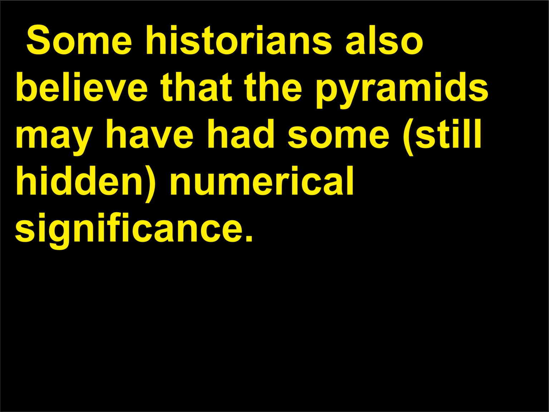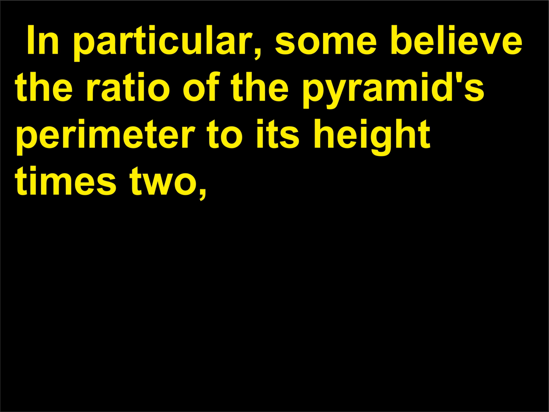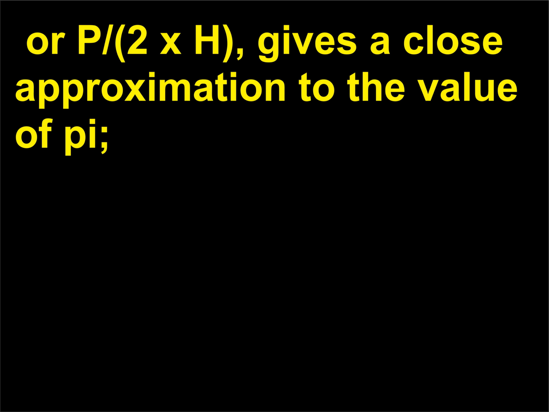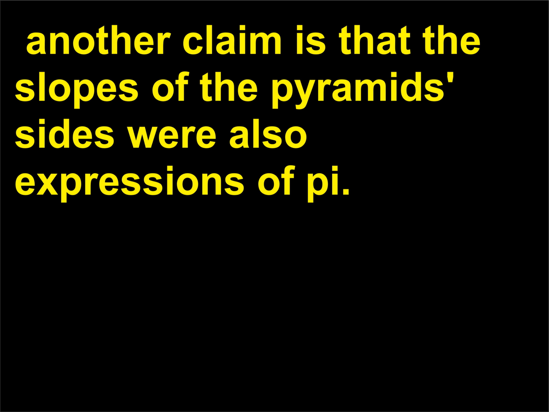Some historians also believe that the pyramids may have had some, still hidden, numerical significance. In particular, some believe the ratio of the pyramid's perimeter to its height times 2, or p/2xh, gives a close approximation to the value of pi. Another claim is that the slopes of the pyramid sides were also expressions of pi.